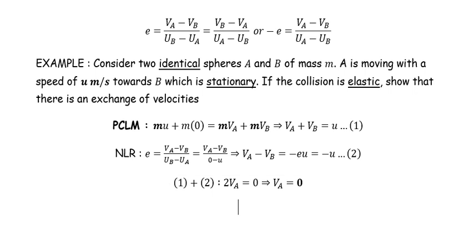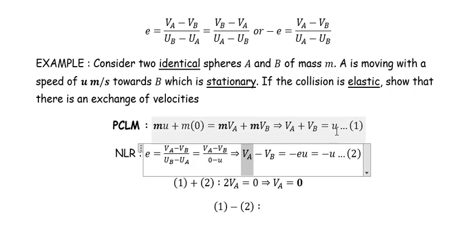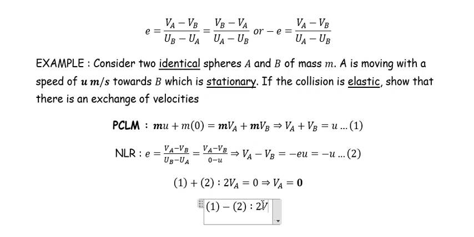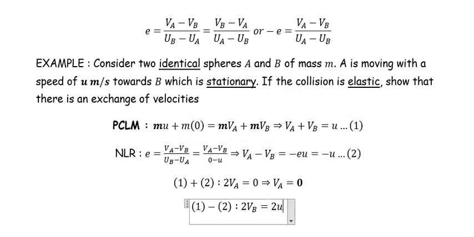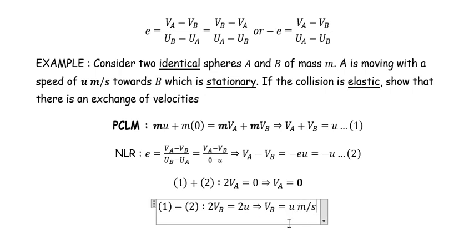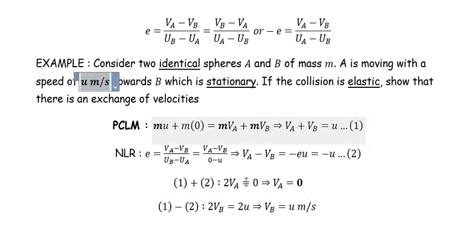Now if we subtract the two equations, 1 minus 2, VA will cancel off with VA. VB minus negative VB is basically 2VB, equal to u minus negative u, which is 2u. So from here we divide both sides by 2, and VB gives us u meters per second. You see that the final velocity of B is now the initial velocity of A, so there is an exchange of velocity.